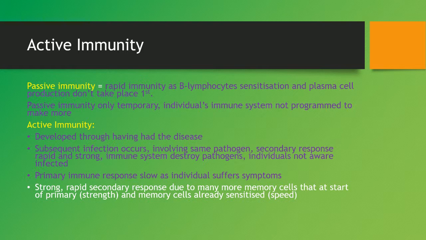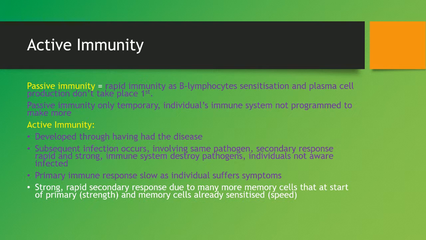So passive immunity and active immunity. Passive immunity, like we said, is rapid immunity, as the B lymphocytes will become sensitized and the plasma cell production will not take place first. Passive immunity will also only be temporary, as the individual's immune system will not be programmed to make more. You've literally just got them.